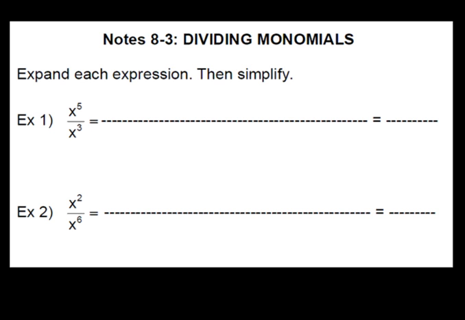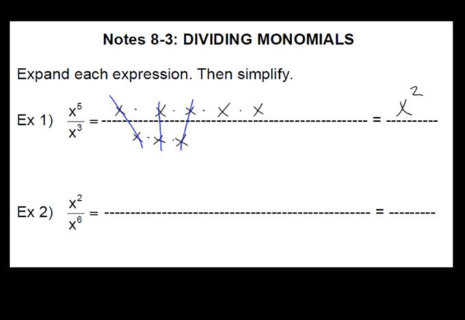X to the fifth means we're going to be doing x times x times x times x and then times x again. On the bottom we got three of those little devils hanging out. The nice thing is I can go through, and if they have the same thing on the top and bottom, you can just cancel them out just like that. The only thing left is I got x times x on top, which is x to the second power, or x squared.